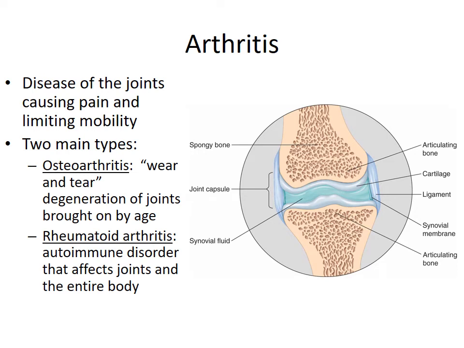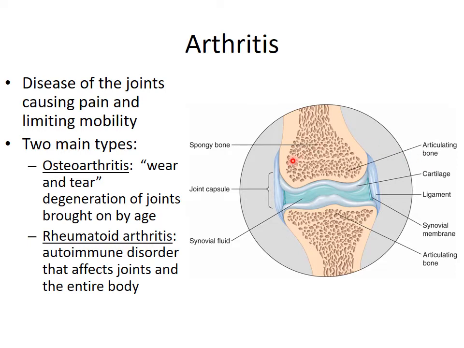All right, arthritis in general just means that you have disease of the joints. It tends to limit mobility and cause pain. We're going to talk about two main types of arthritis. The first is osteoarthritis. This is the wear and tear arthritis that we all get because we all age. So it's just joints degenerating because we use them. The other type is rheumatoid arthritis. This is a true autoimmune disorder, and it affects the joints, but also there are full systemic effects as well.